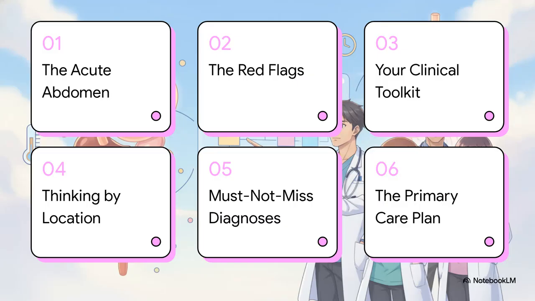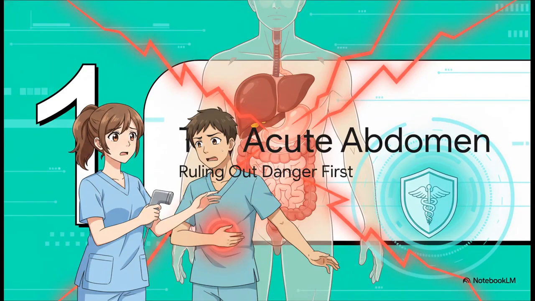So here's our game plan. We'll start by defining what we mean by the acute abdomen challenge. Then, we're going to dive into the number one priority, spotting the red flags. After that, we'll go through your clinical toolkit, history and examination, and then learn how to think by location. We'll zero in on those must-not-miss diagnoses, and finally, we'll pull it all together into a safe, actionable plan for primary care.